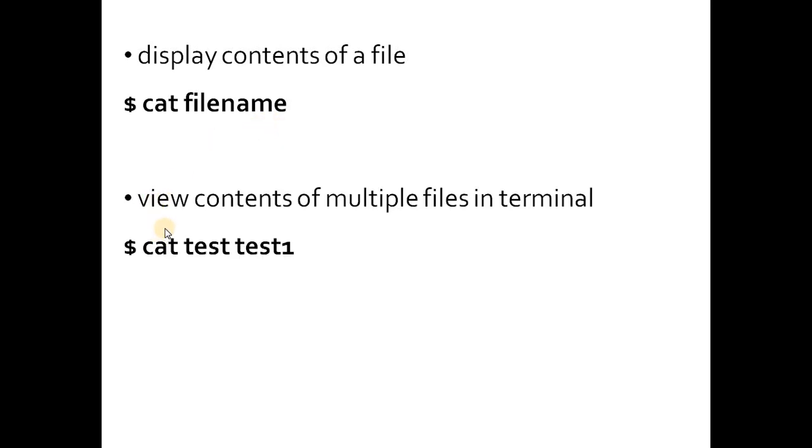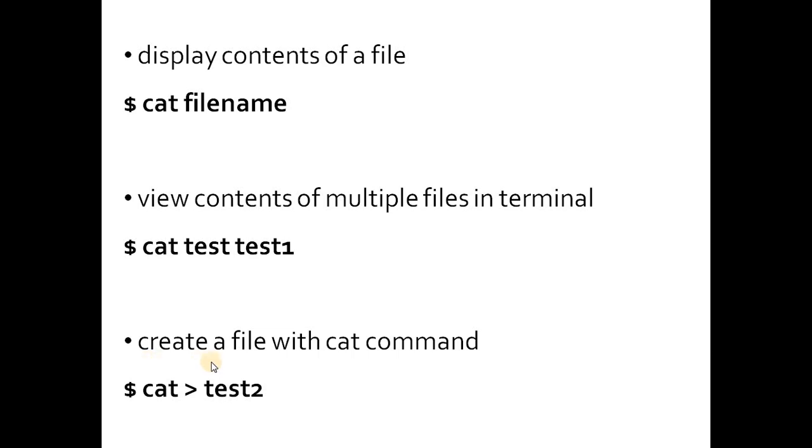Second function, view contents of multiple files in the terminal. If you want to see the contents of more than one file on the screen, you have to give the following syntax. This is an example: cat, the first file name and the second file name. You will first see the contents of the test file, and after that you will see the contents of test1.